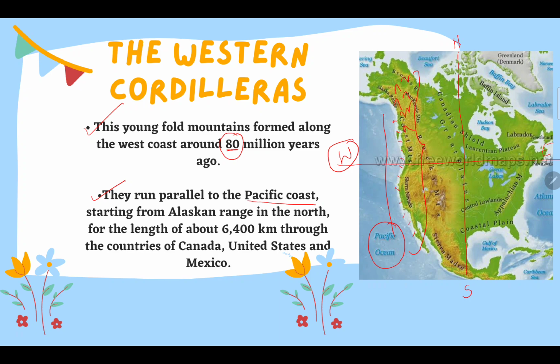Here it says the Alaskan Range. It starts from the Alaskan Range in the north, on the north side, and extends for a length of 6,400 kilometers, across the countries of Canada, the United States, and Mexico. These young fold mountains run across these three countries. So this is the introductory part of the Western Cordilleras.